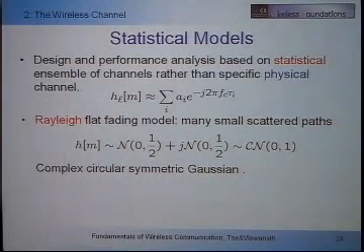Okay? Does this make sense? Why maybe the real and imaginary part are not independent of each other? Because I only assume that it's Gaussian because of the central limit theorem. But, you know, the real and imaginary part may not be independent of each other.